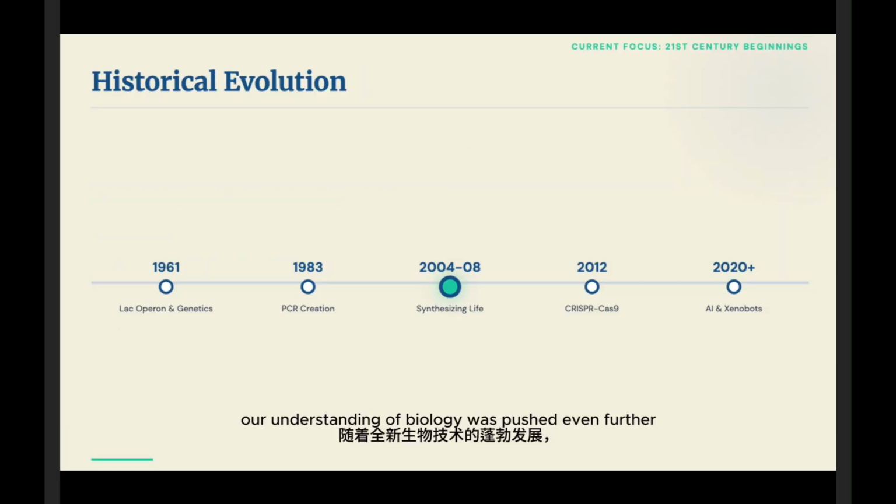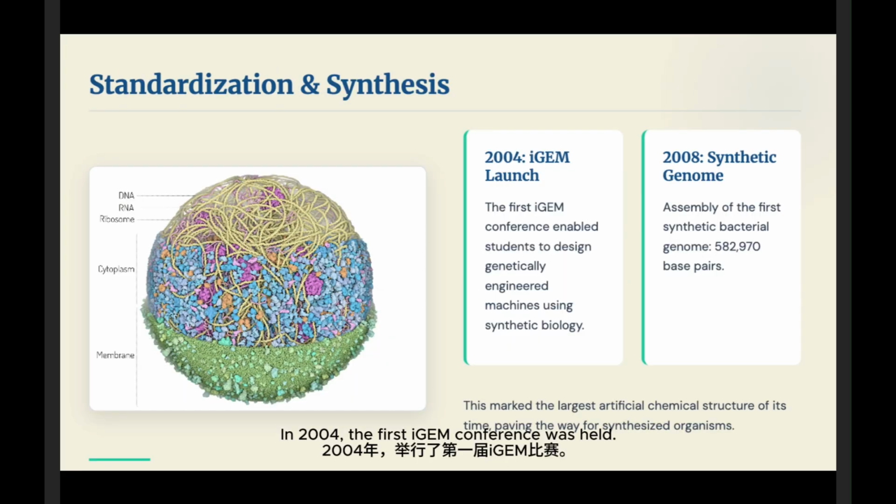Moving on to the 21st century, our understanding of biology was pushed even further by the development of entirely new biotechnologies. This period marked a transition from merely observing and copying genetic material to actively standardizing and synthesizing it. In 2004, the first iGEM conference was held. This launched an incredible platform allowing students from around the world to compete in designing genetically engineered machines using synthetic biology techniques.